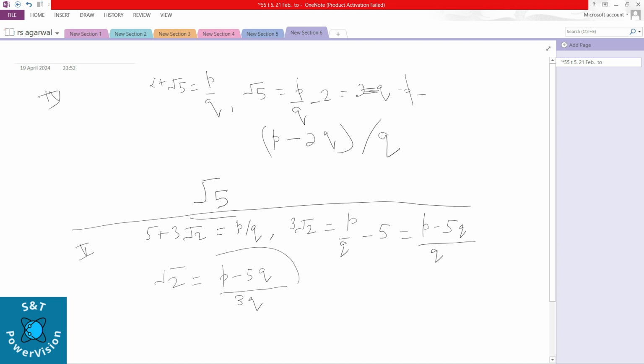As I said, p by q is in the simplest form. So (p minus 5q) divided by 3q is a rational number, because p and q are both integers in the simplest form, which means we cannot divide it further. But root 2 is an irrational number. So both contradict each other. Since they contradict each other, 5 plus 3 root 2 is an irrational number.